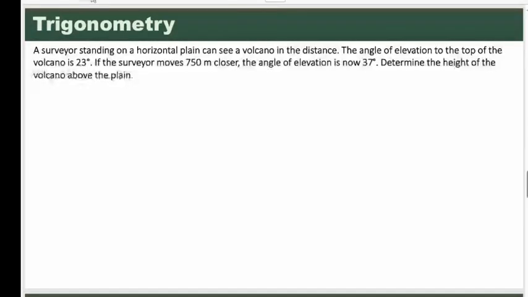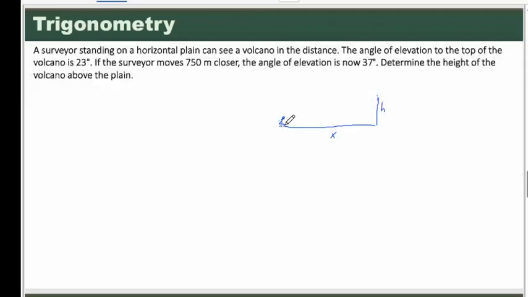Here it says a surveyor is standing on a horizontal plane and can see a volcano in the distance, and the angle of elevation to the top of the volcano is 23 degrees. So first, the volcano, the horizontal, and my surveyor is here. Let me put eyes here. Okay, and then I have h. x is the distance between the surveyor and the volcano.